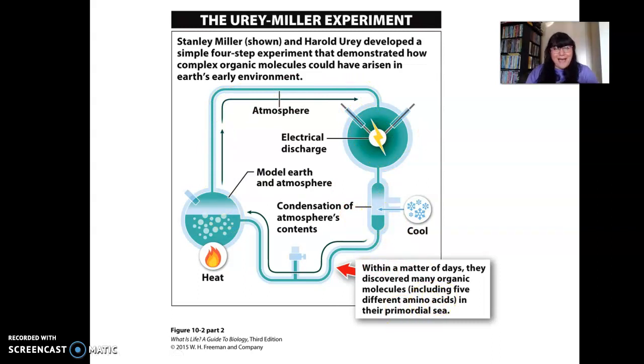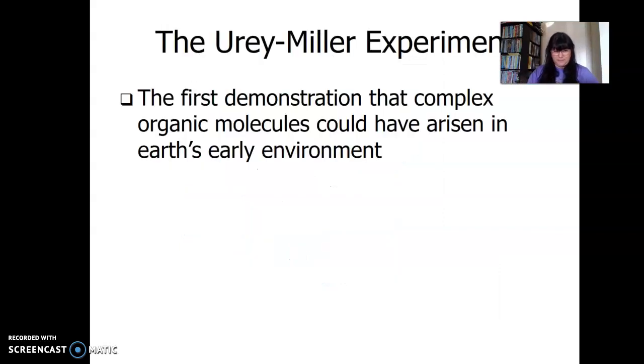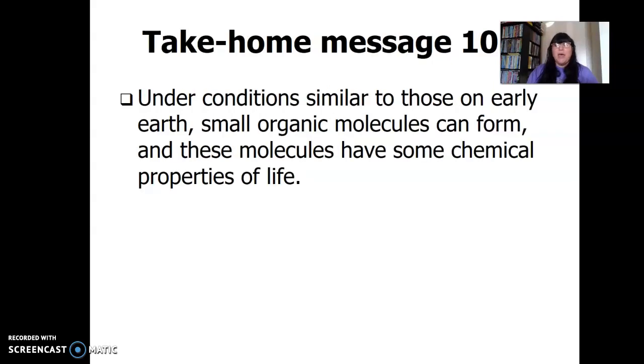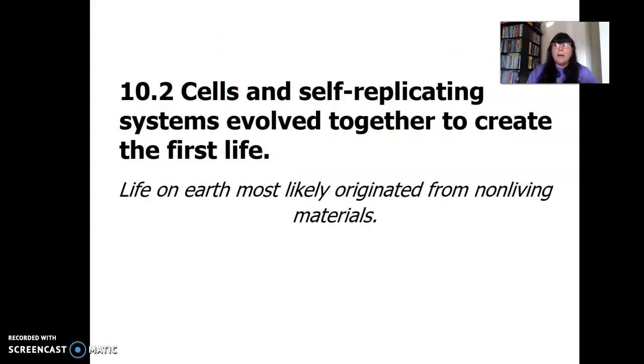Now, but we have not, I repeat, we have not been able to recreate life from non-life. If you remember the cell theory, all living cells come from pre-existing cells. So we have not been able to create cells from non-living things. So the Urey-Miller experiment was the first demonstration that complex organic molecules could have arisen in Earth's early environment. Under conditions similar to those on early Earth, small organic molecules can form, and these molecules have some chemical properties of life. Okay? But we don't see cells. We cannot create cells from non-living things.